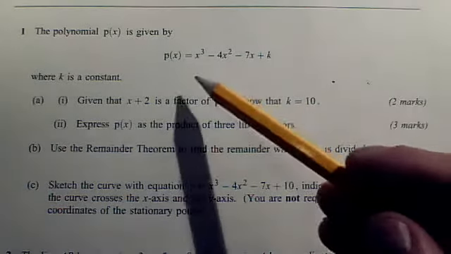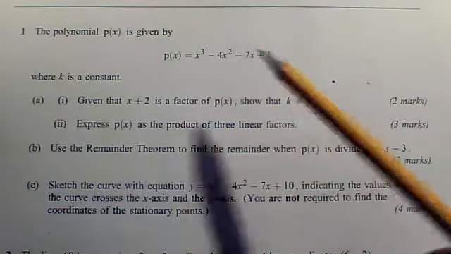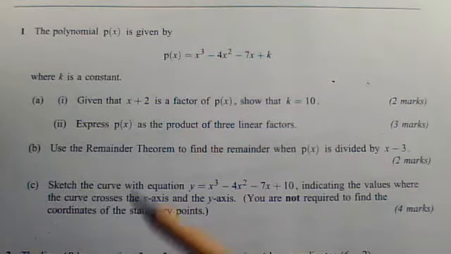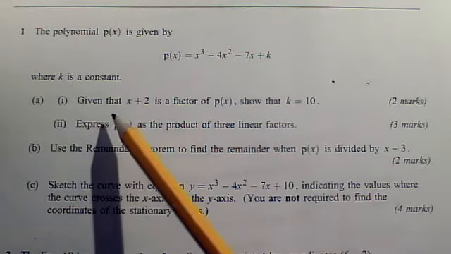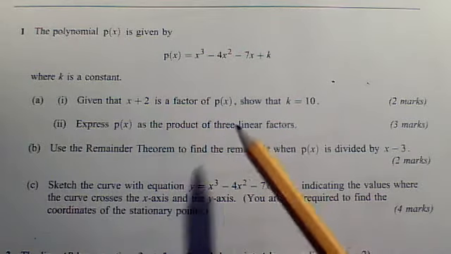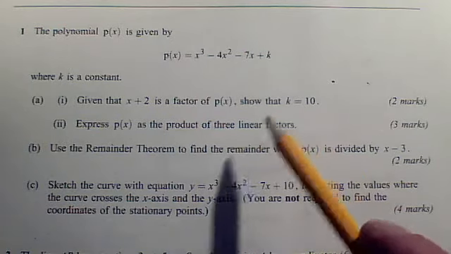Okay, in this question we're given a polynomial. We don't know this k thing, but in part A1 we're given that x plus 2 is a factor, and we've got to show that k is 10.